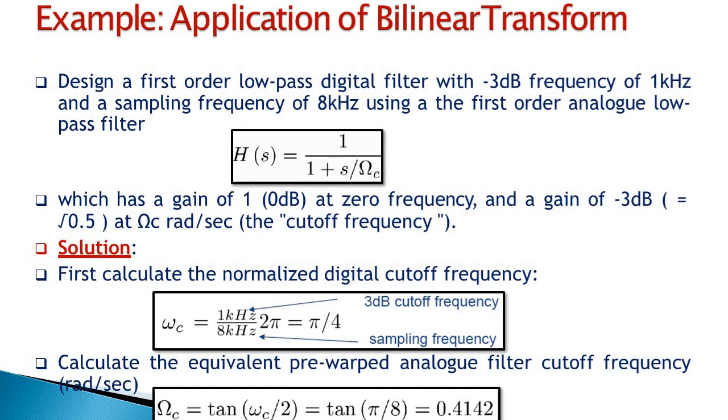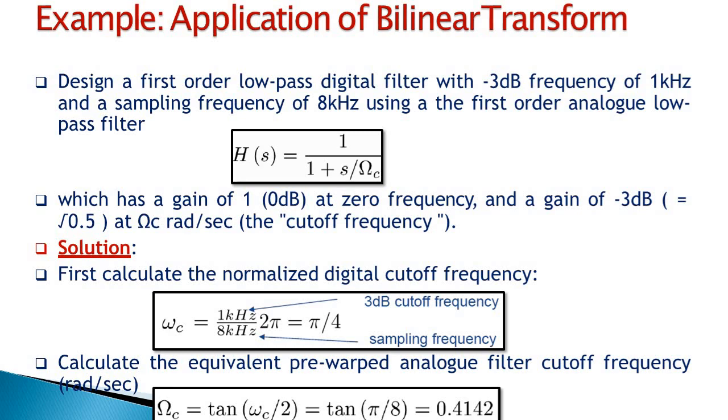See, this is an example given over here. Design a first order low pass digital filter with a 3 dB frequency of 1 kHz and sampling frequency of 8 kHz using the first order analog low pass filter. H of S is equal to 1 upon (S plus S upon omega C), which has a gain of 1 at 0 frequency and a gain of minus 3 dB. So first you have to normalize the digital cutoff frequency. Omega C is pi by 4.